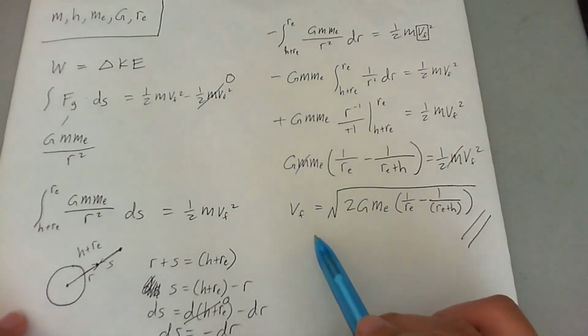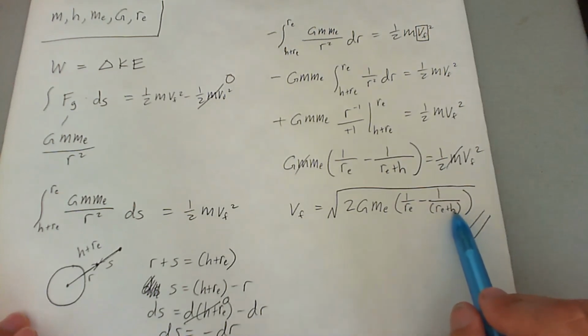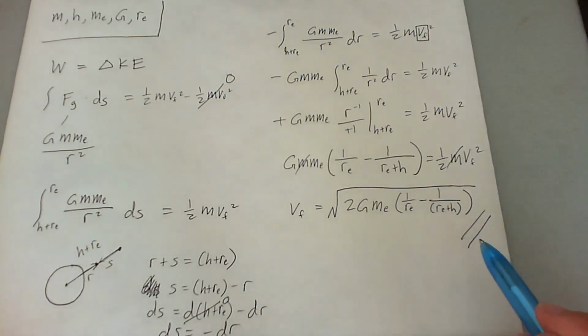This is the velocity of a skydiver, let's just say, starting from a height h above the Earth's surface and crashing into the Earth. This is assuming there's no air resistance.